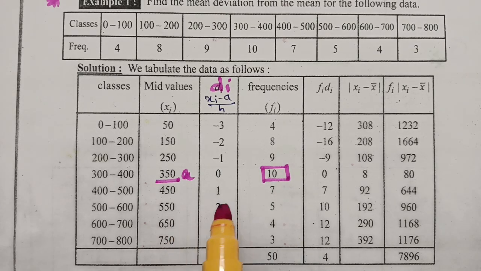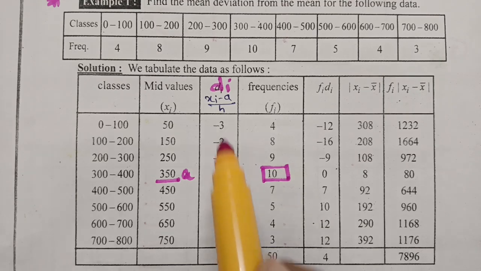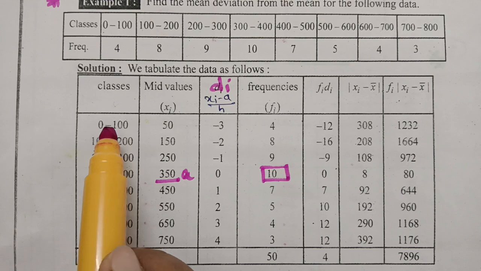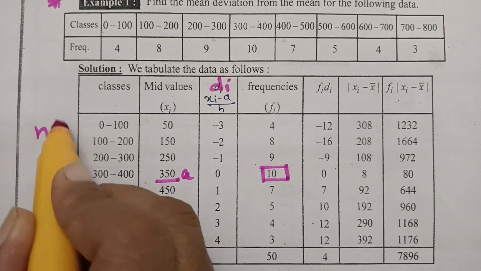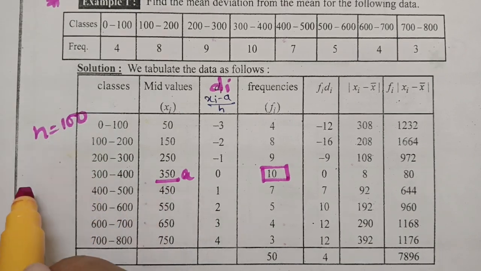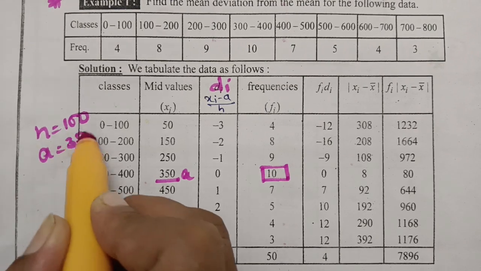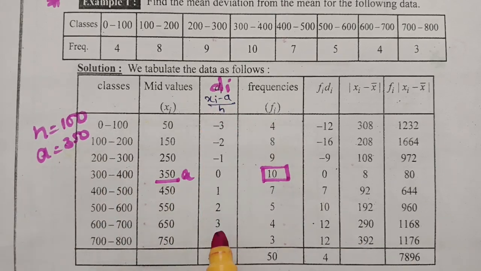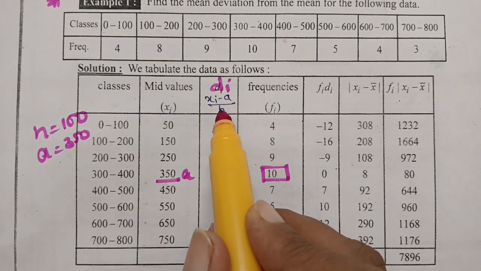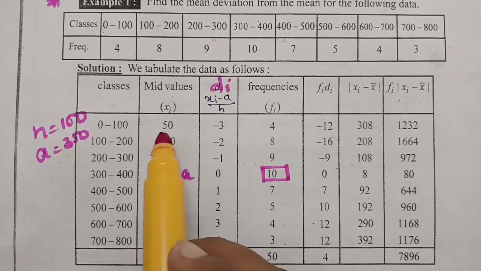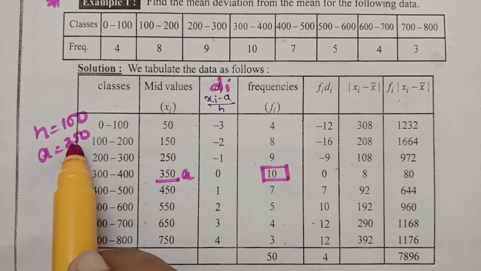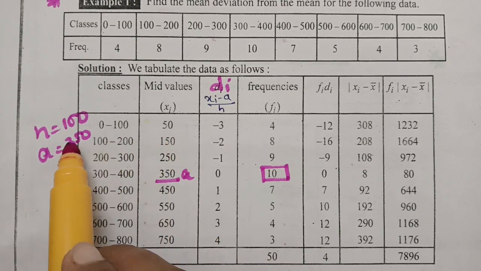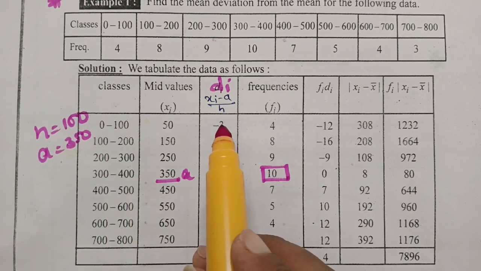And now we are going to find out D value. So D is nothing but xi minus A by h. H is nothing but the difference in the class interval, which is equal to 100. So h is equal to 100 here, and A value is equal to 350, and here a and h are needed for finding the di. X minus a by h. What is x value here? X is the mid value, that is 50 minus 350 by 100, which is 50 minus 350 is minus 300 by 100, which is equal to minus 3.